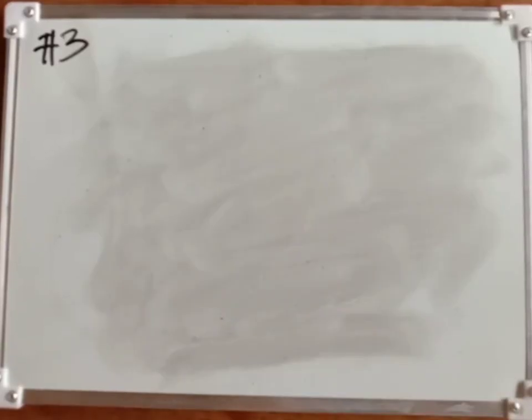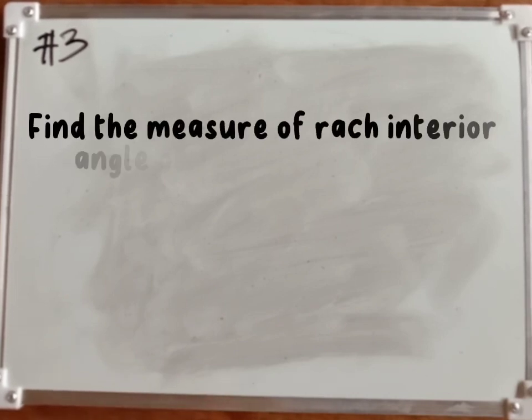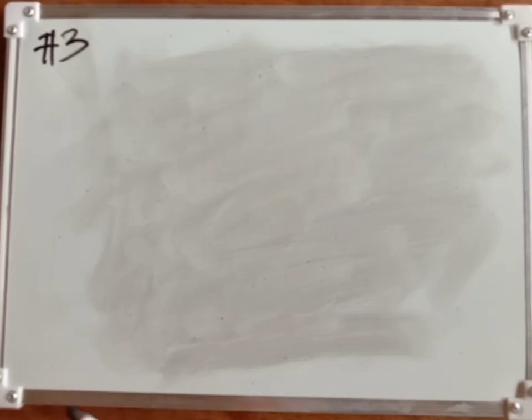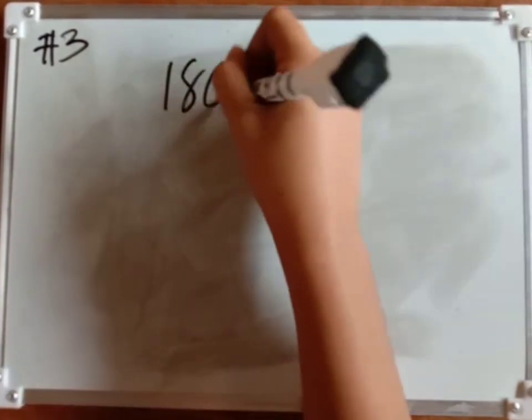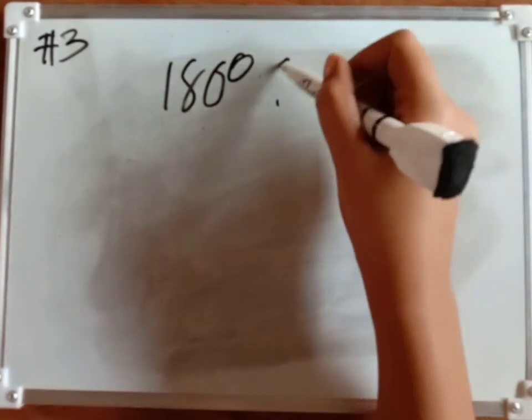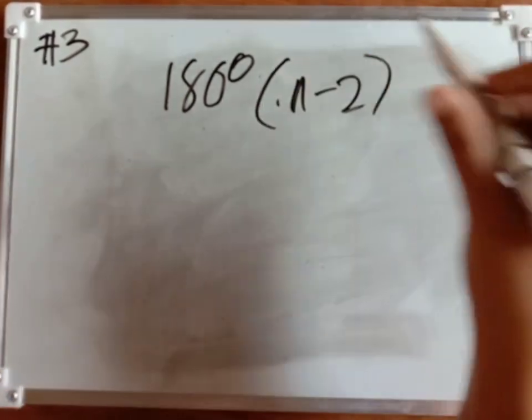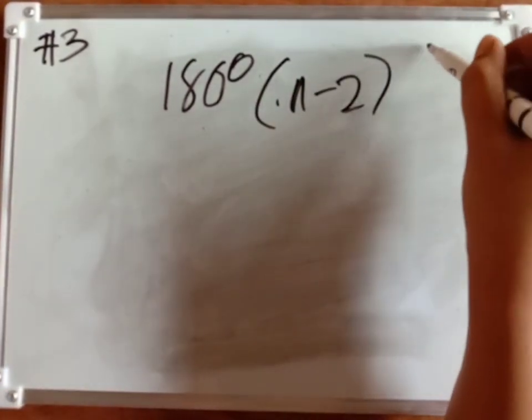Moving on to our problem number 3. Our problem number 3 is, find the measure of each interior angle of a regular nonagon. So reminder, the formula in solving the measure of each interior angle is 180 degrees, quantity of n minus 2, divided by n.